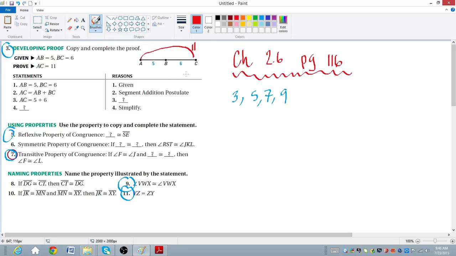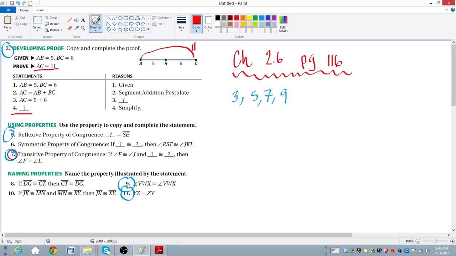You gotta go from step to step until you get to the end. And usually AC is equal to 11. That's always the last step. So that's always this last step right here. Now let's plug it in. Let's start with line number 1. AB is equal to 5, BC is equal to 6. Well, that's given. It's given up here.